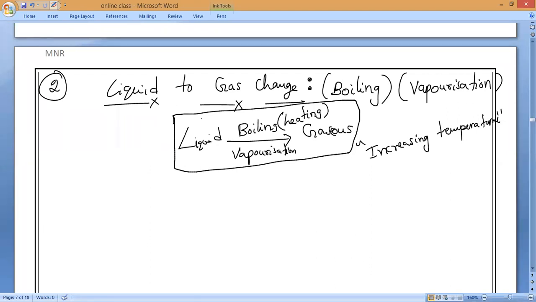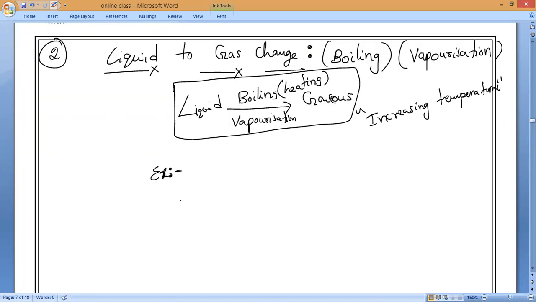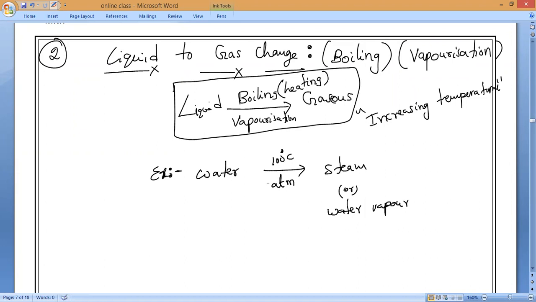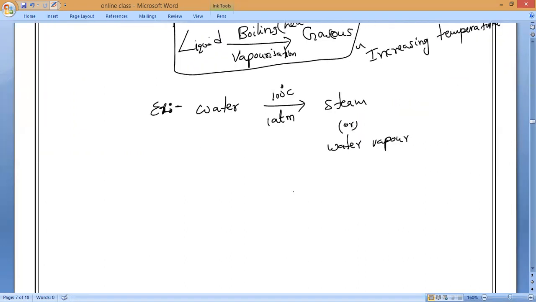Now, do all substances convert from liquid to gas at the same temperature? No, sir. Every substance has a different temperature. If you take water, water will convert into steam or water vapor at what temperature? 100 degrees Celsius, and the pressure is 1 atmosphere. Yes or no? 1 atm.